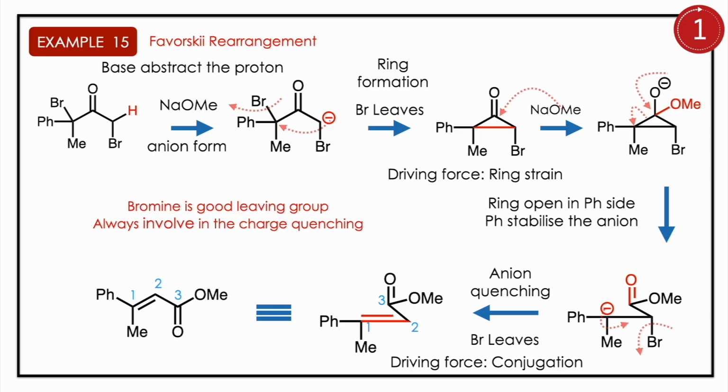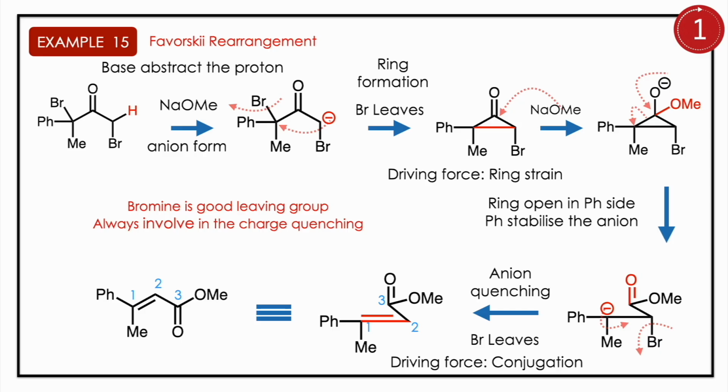Here there are many possibilities. Let us start with the basics. The carbonyl has alpha hydrogen, alpha bromine, so there is a chance of Favorskii rearrangement. First step, you are using the base. Base abstracts the proton. It forms an anion. The anion is the nucleophile. It attacks the bromine carbon and forms cyclopropanone.